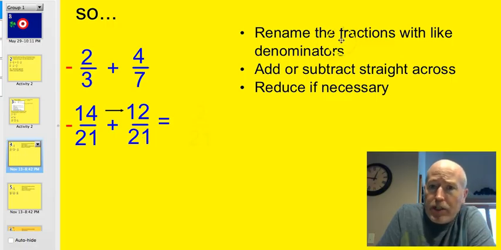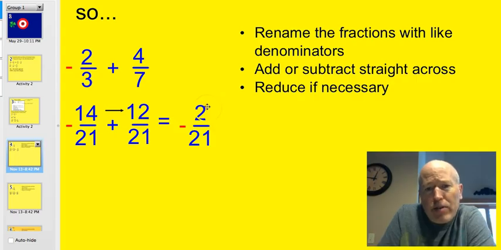And just like the instructions said, the first thing is we rename those fractions with like denominators. Then we add or subtract straight across, and we'll reduce if necessary. So now I've got a negative 14, and I'm going to add 12. Well, that's not quite enough to get me out of the hole. I'm still going to have a negative 2 left over. So my answer is a negative 2/21.